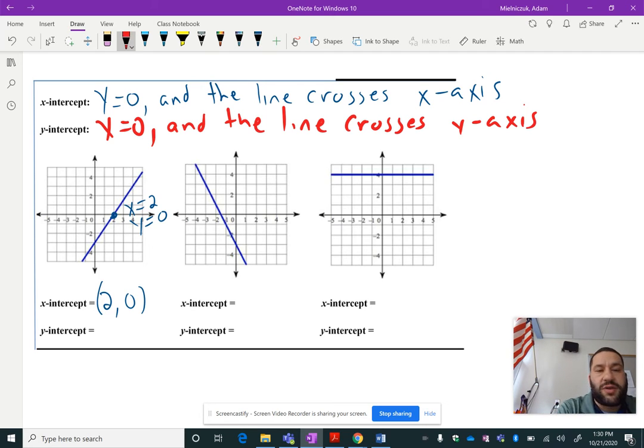Now our y-intercept is when x equals 0 and it crosses the y-axis, which is right here at the point x equals 0 and y is equal to -3. So our y-intercept is 0, -3. Now when you write them as a coordinate, every single time for your x-intercept, you'll see a y value of 0, and every single time for your y-intercept, you'll see an x value of 0.